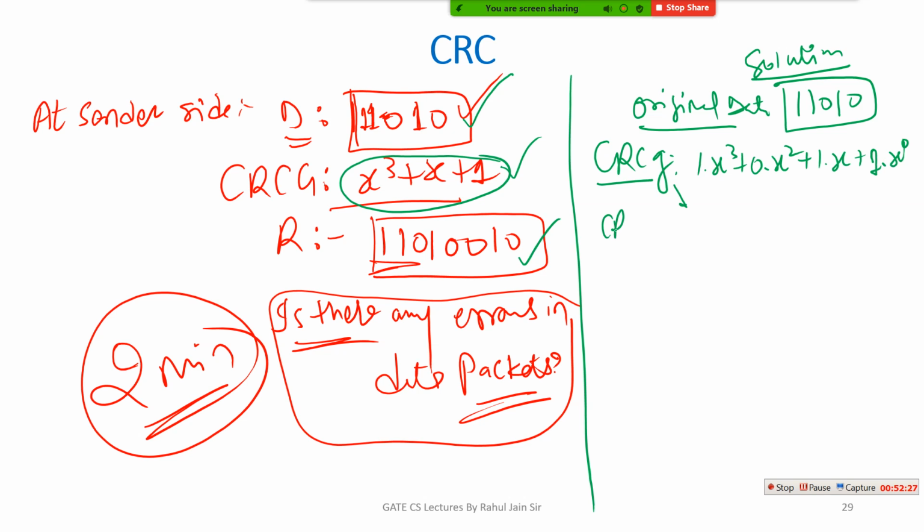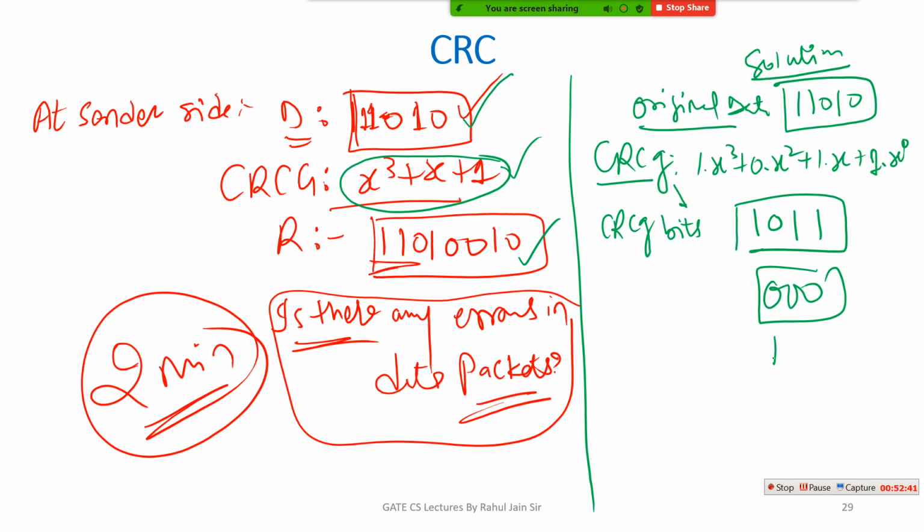So how many zeros will I add? I will add 3 zeros as appended zeros. The CRC generator has 4 bits, and I will add 3 zeros as appended bits. So how will my data look? 11010 and these 3 zeros. This is my appended-bits data, and this data will be sent from the sender's side.